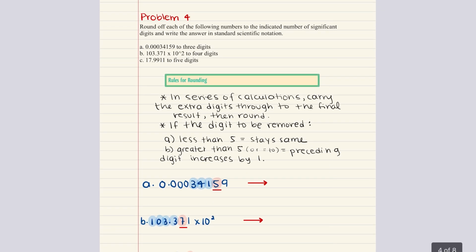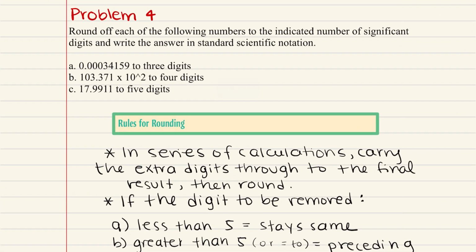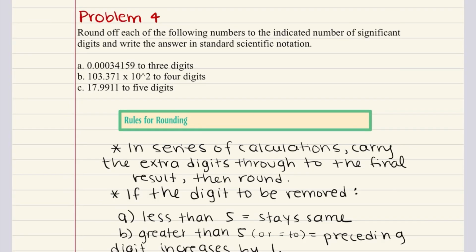Let's move on to problem number 4. Problem number 4 says round off each of the following numbers to the indicated number of significant digits and write the answer in standard scientific notation. Now, before we attempt this problem, I want to go over 2 things. I want to remind you the rules for rounding, and then I want to teach you how to write in scientific notation. Now, the rules for rounding: if the digit to be removed is less than 5, then the preceding digit stays the same. And if the digit to be removed is greater than or equal to 5, then the preceding digit increases by 1. Okay, so that's the first thing we wanted to remind ourselves, rules for rounding.